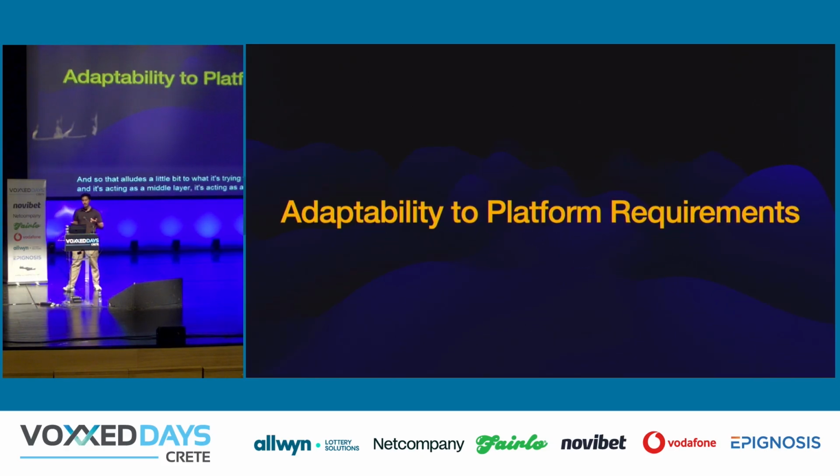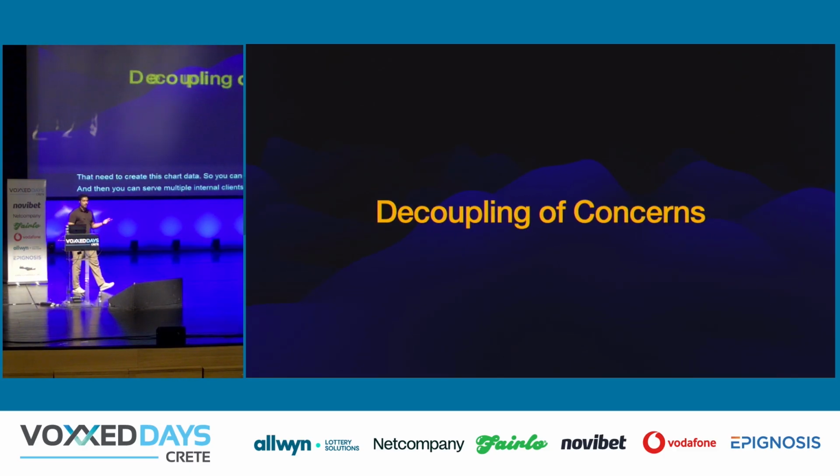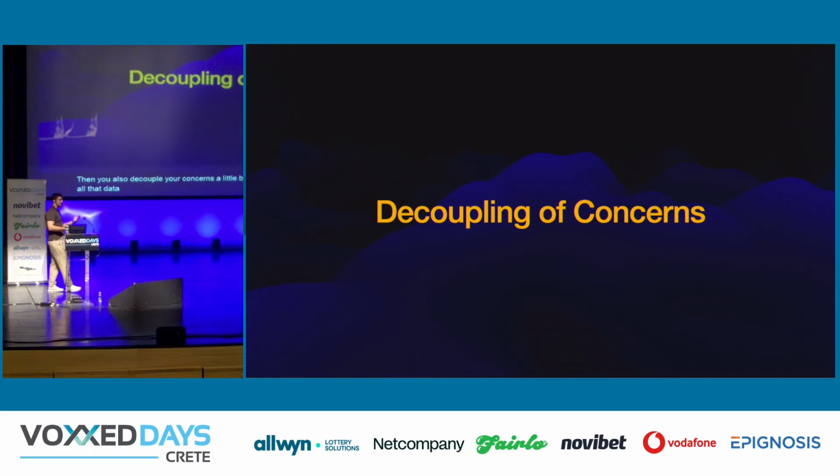And why it's really cool is you get to have it adapt to platform requirements. So even though we have an internal API that we're selling to other people, and we can't change it much, let's say there are 3 clients, a TV client, a mobile client, and a web client that need to create this chart data. So you can create one BFF service, and then you can serve multiple internal clients. That's really useful. Then you also decouple your concerns a little bit, so the front end's also not in charge of all that data mapping effort, all the managing of multiple requests that you're doing in parallel.